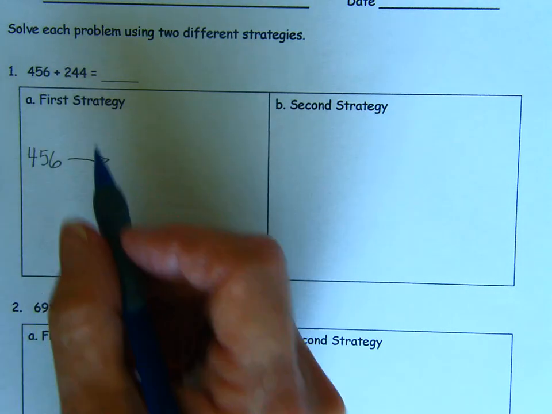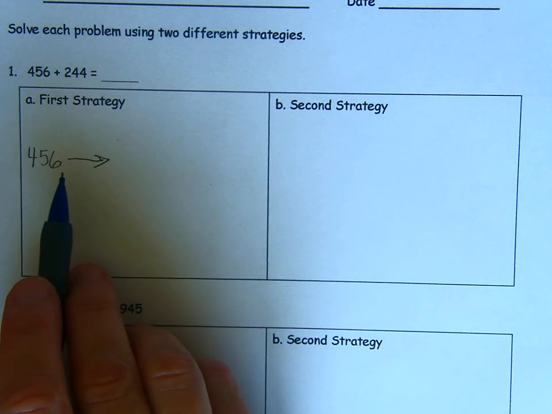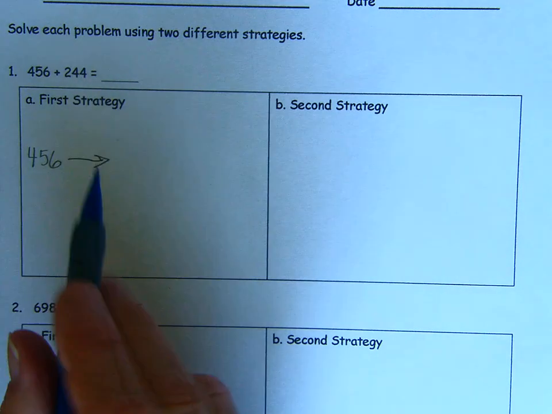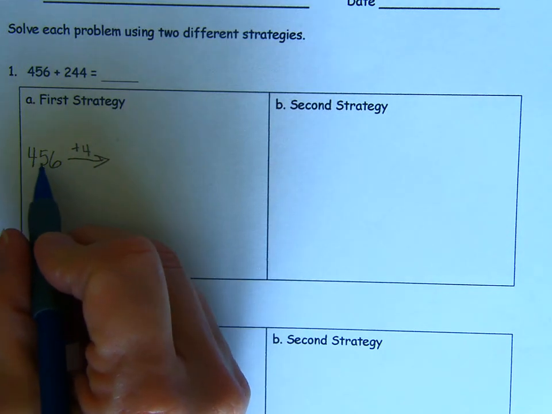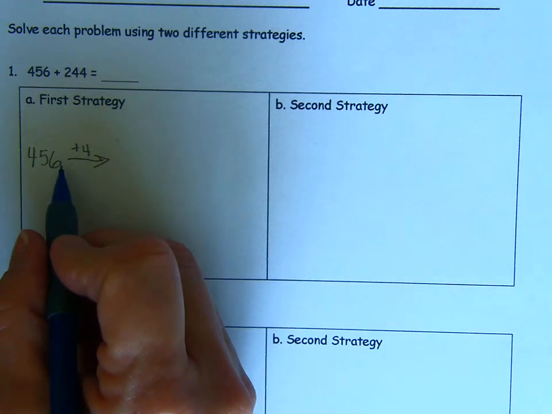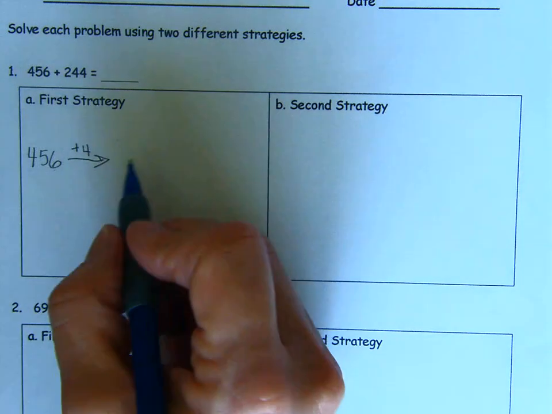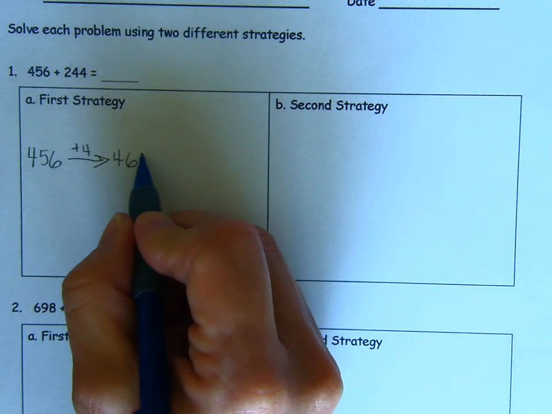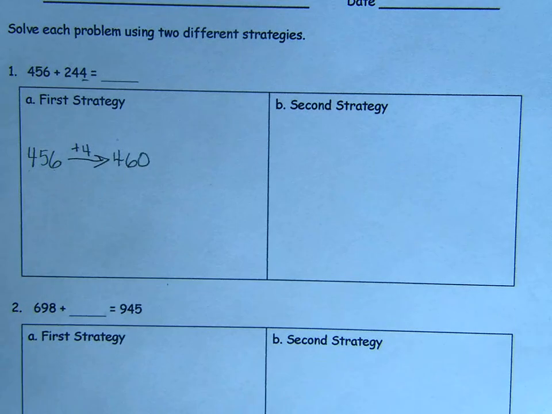And what would you do to add 244? What would you add first to make this a friendlier number? Yeah, that 4. If I just add 4 here, I'm going to take this up to the next 10. 6 plus 4 will give me that next 10. So instead of 456, now I've got 460. And I have only added that 4 so far.